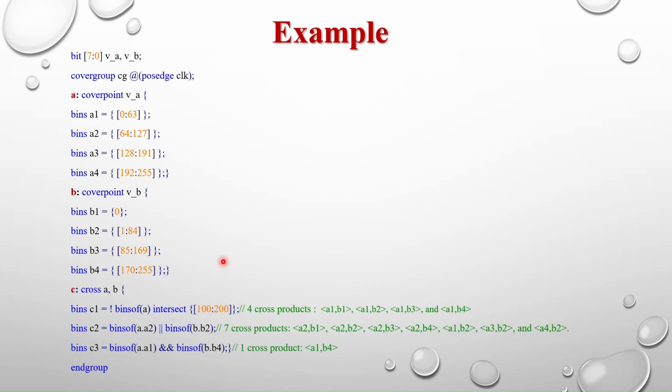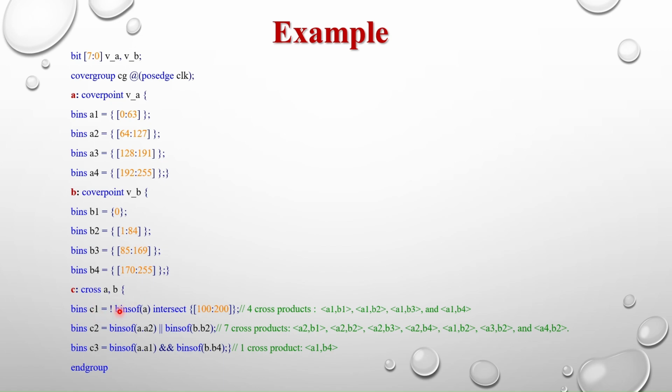Okay, so I'll explain the examples in EDA Playground, but this is a bit confusing. That's why I will explain here once. Okay, so we will see how to perform the cross coverage and how to use the bins of and intersect construct. So here I have two variables, v_a and v_b, and they are 8 bits. Okay, and in the covergroup I have 3 coverage points, a, b, c. Okay, a is for the v_a variable, b is for the coverpoint v_b, and c is for cross coverage between two coverage points. Okay, here I am performing the cross between two coverage points, not between variables. Okay, a and b are the coverage points, so cross a, b.